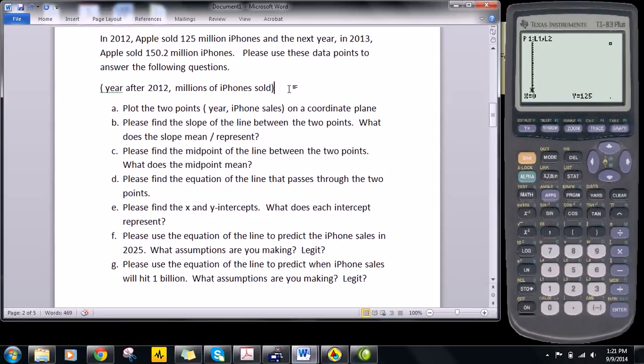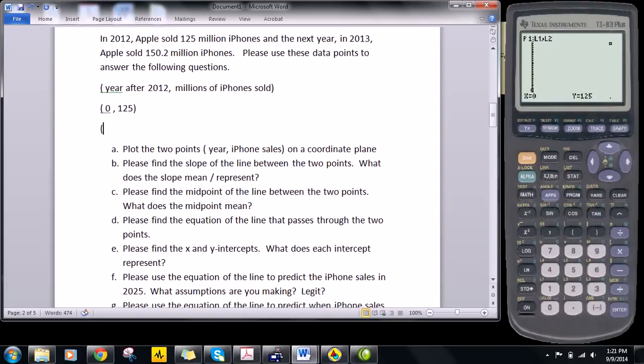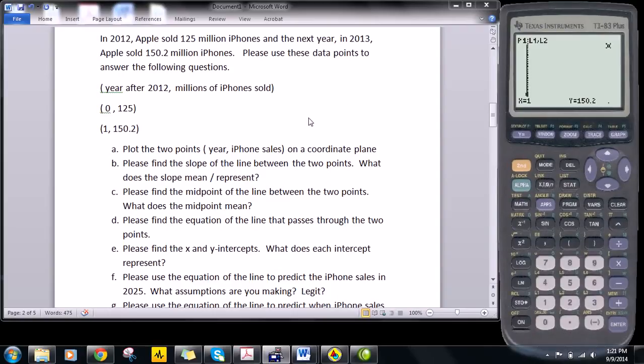And then we're going to assume some sort of linear relationship between them and use that information, okay? So the first point instead of 2012 becomes 0, and then 125 million. And the second point instead of 2013 becomes 1 year after 2012 and 150.2. Right? And so here are the two coordinates, and we graphed them here. You could certainly graph them on a piece of paper, but we did this in class today, so why do it again? Okay.